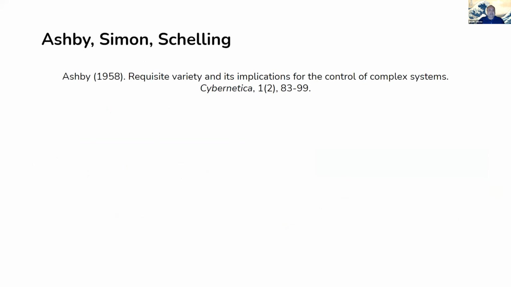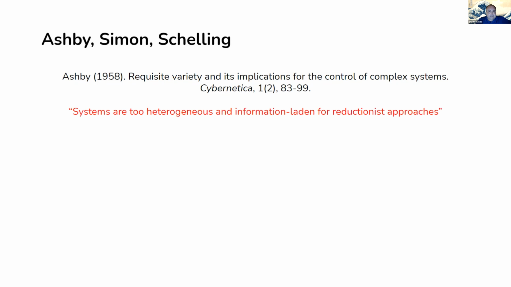So I want to move on then to the next part of the talk. I'm going to bring in three names here, and they're going to become kind of important to what I'm going to say next. So Ross Ashby, in one of his classic papers on requisite variety, talked about systems being too heterogeneous and information laden for reductionist approaches. Okay, I think people would agree with that.